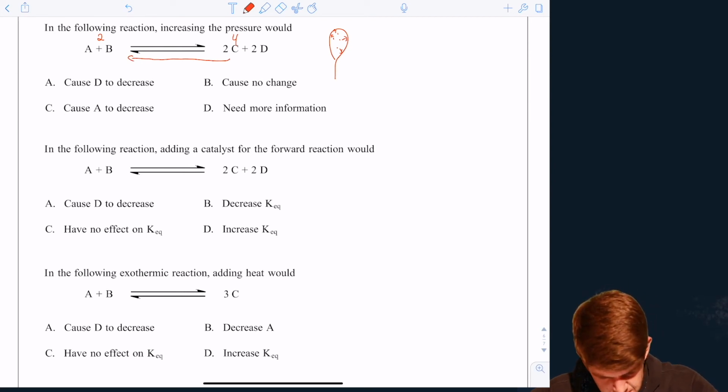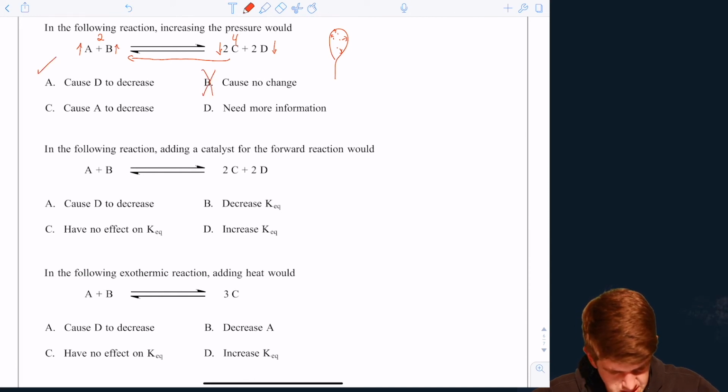So, what's going to happen? D and C go down, A and B go up. Cause D to decrease, looks good to me. Cause no change, not according to Le Chatelier. Needs more information, no. Cause A to decrease, we're causing it to increase, so it is A.